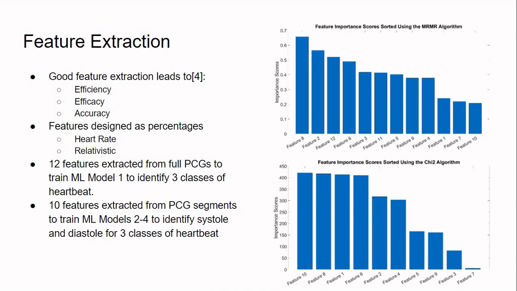Additionally, for this project, we extracted 12 features from full phonocardiograms to train machine learning model 1 to identify 3 classes of heartbeat. We also extracted 10 features for models 2 to 4, and these models were tasked with identifying systole and diastole for 3 classes of heartbeat. On the right here you can see the feature importance scores of the different features that were extracted.